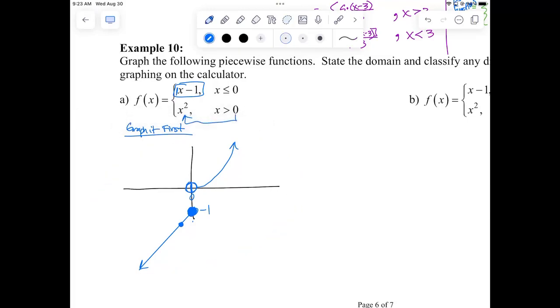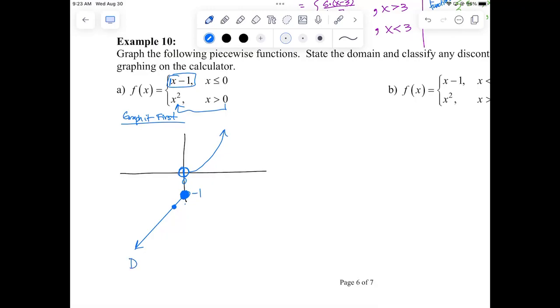Okay, now that we have the graph, let's verify. What's the domain of this function? Is it all real numbers? Yeah, you can see from left to right, every x value has an output. So it's okay if you just put the double bar R. I'm fine with that. The double bar R.